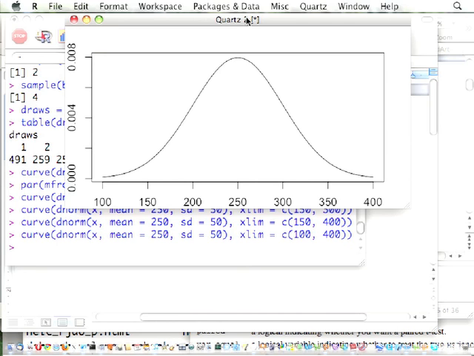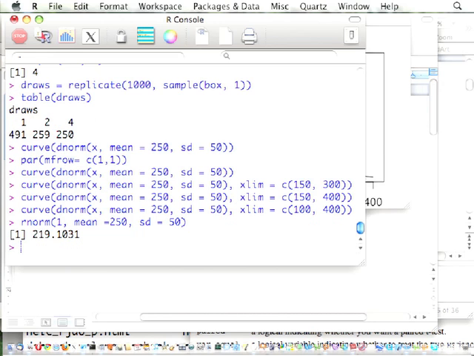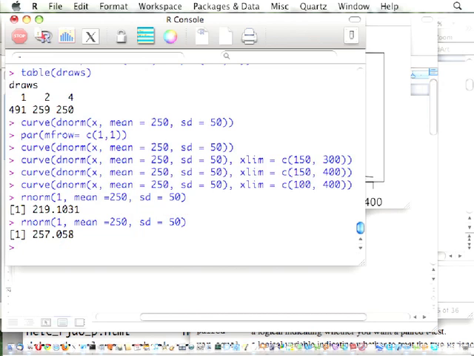On the other hand, R actually gives me a box already and samples from a normal for me. Or close, rnorm. rnorm says, hey, I'll give you a draw from a box that's got a normal curve in it. That's good for me. So if I say rnorm 1, mean equals 250, SD equals 50, there it is. My first observation, my one draw from the box, is 219.1 whatever. The next one's 257, 178, 235, 331. We can go like that.